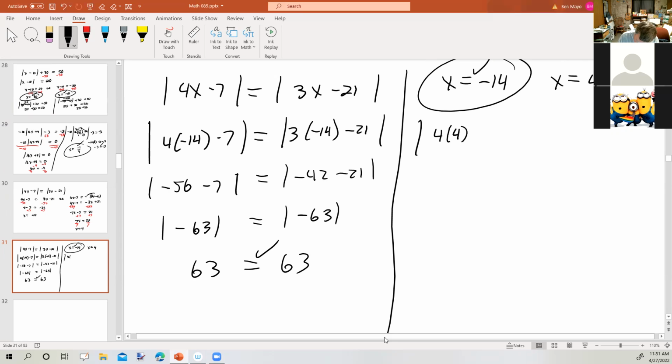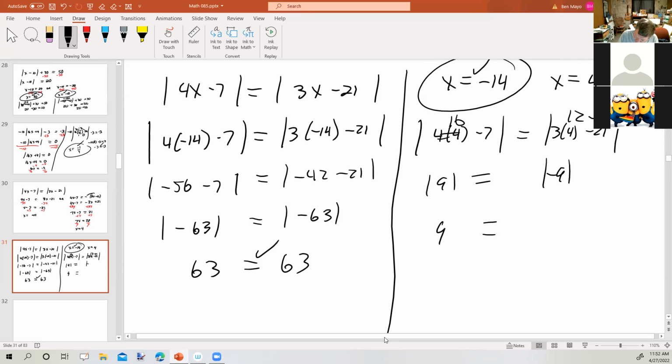4 times 4 minus 7. 3 times 4 minus 21. 4 times 4 is 16. 16 minus 7 is 9. Absolute value of 9 is 9. 3 times 4 is 12. 12 minus 21 is negative 9. Absolute value of negative 9 is 9. So they both check. All righty.